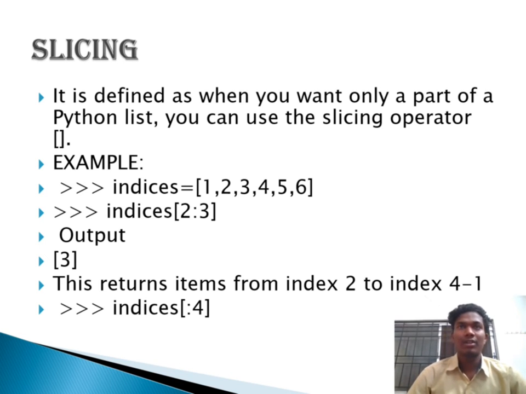Slicing. When we want only a part of a Python list, we can use the slicing operator. Take an example list 1, 2, 3, 4, 5, 6. When you slice 2:4, the output is 3, 4. It returns items from index 2 to index 4 minus 1, that is index 3.